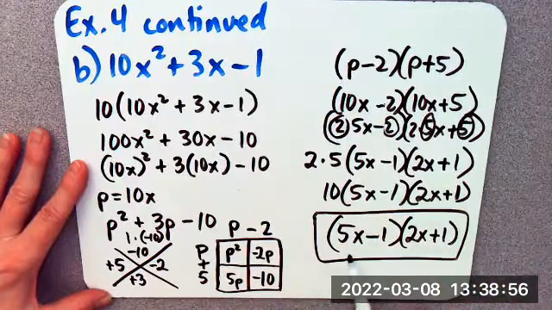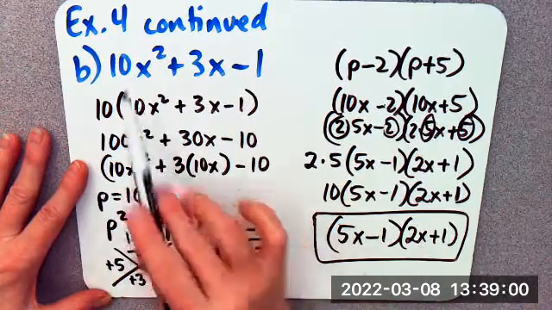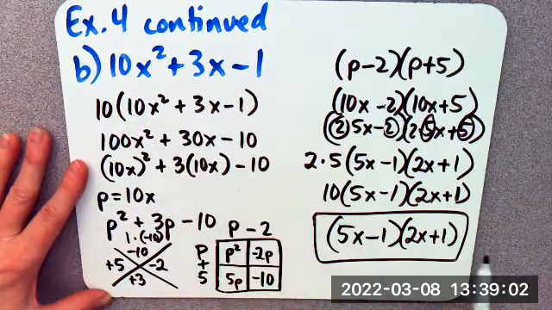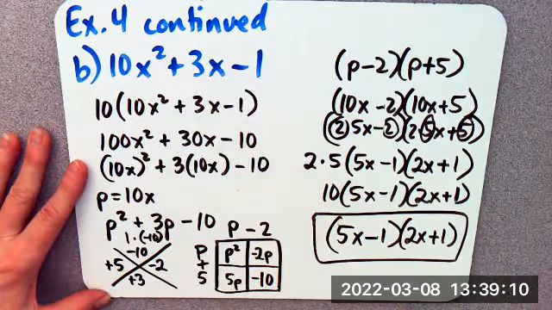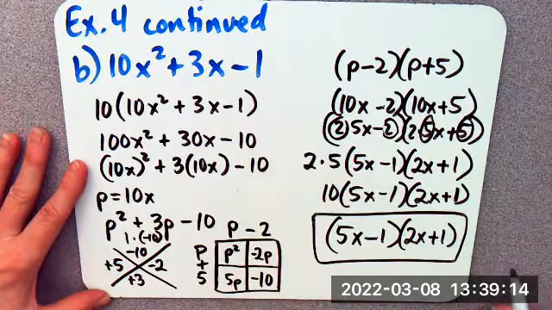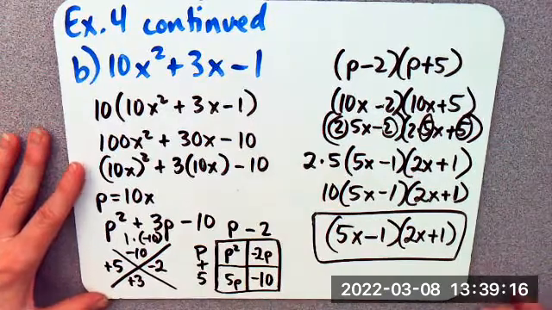Okay, let's check this again. So 5x times 2x is 10x squared. 5x times 1 is 5x. -1 times 2 is -2x. 5x minus 2x is 3x. Yay! And then -1 times 1 is -1. So now we have the right answer.